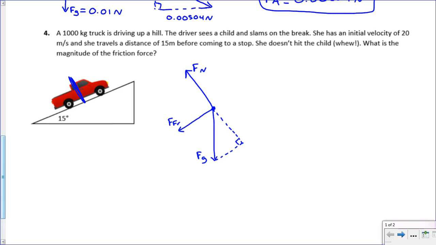The other important thing we've got to do here is figure out the angle that's involved, and so I make this little snowflake.